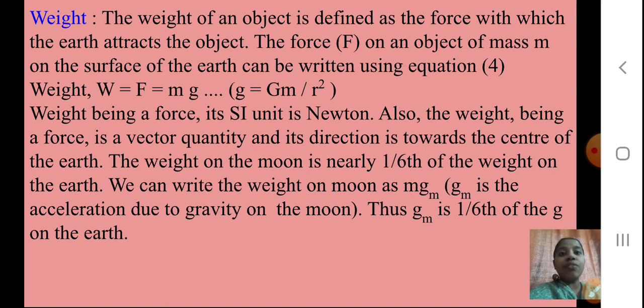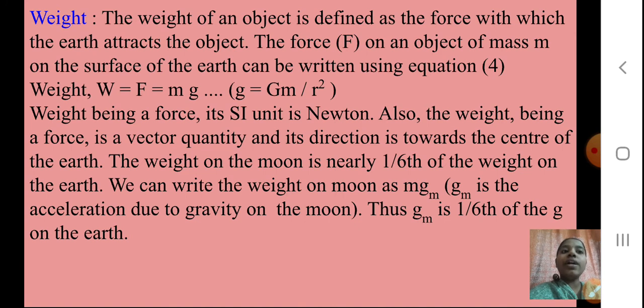Also, weight being a force, it is a vector quantity and its direction is towards the center of the earth. Of course, the earth will pull everything towards its center. We have studied this. So weight is also directed towards the center. So the direction is there and the value is also there, so we say that it is a vector quantity. The weight on the moon is nearly 1/6 of the weight on the earth. This you have also studied. We have used it in sums also. I hope you have solved the sums in your books.